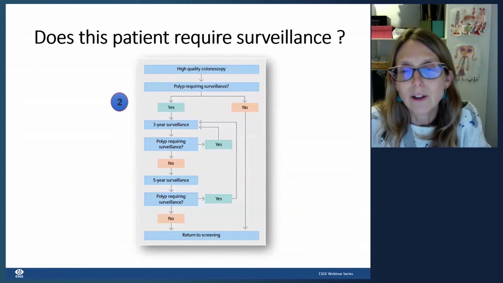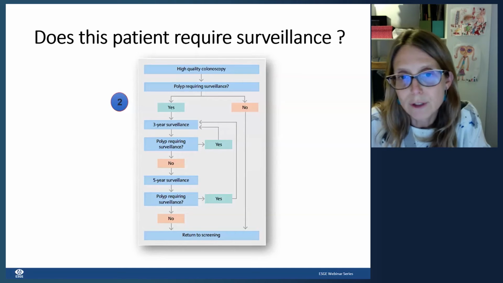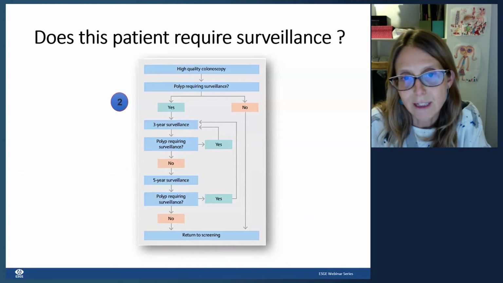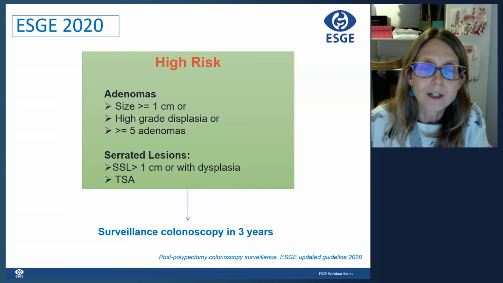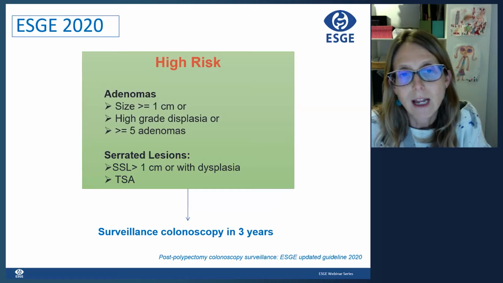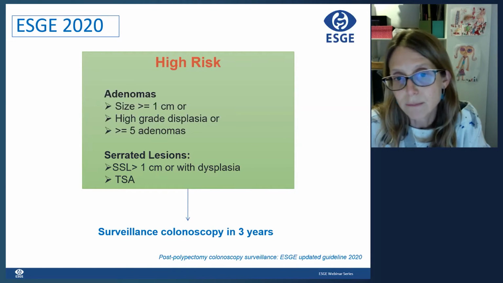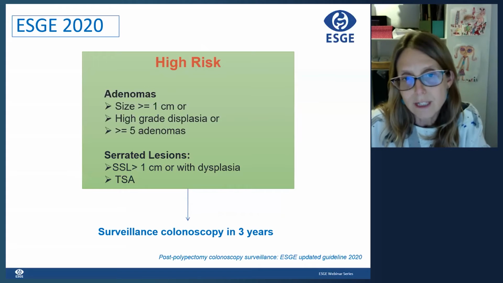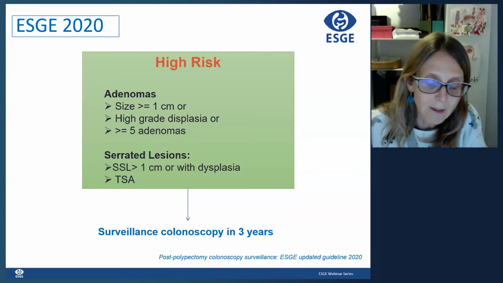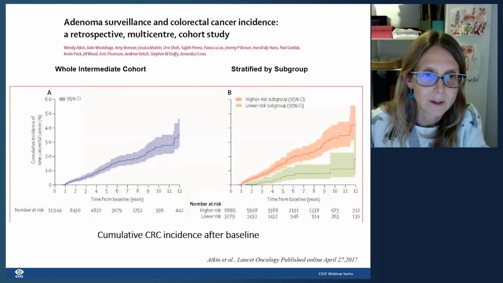On the other hand, we have to focus all our efforts on those patients that really require surveillance. And who are those patients? Those would be patients that have at least one adenoma equal or larger than 10 millimeters, or one adenoma with high-grade dysplasia irrespective of the size, or those people that have 5 or more adenomas. Those people are at higher risk of having colorectal cancer during follow-up, and that's why they need a surveillance colonoscopy, and that surveillance colonoscopy will be done after 3 years.